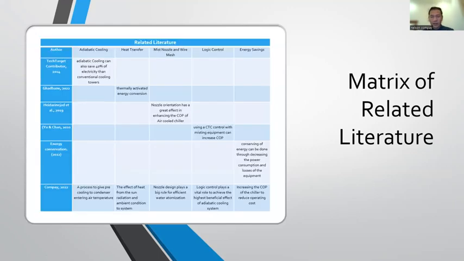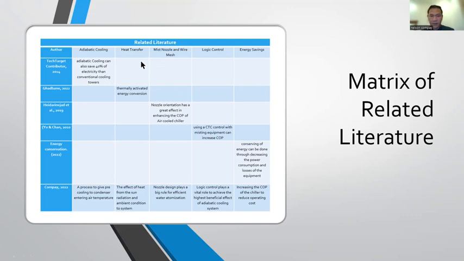So in this slide, you can see the summary of the related literature. So adiabatic cooling is a process to give free cooling to the condenser entering air temperature by using the system, which can save up to 40% of electricity compared to a conventional cooling tower, according to a TechTarget contributor.